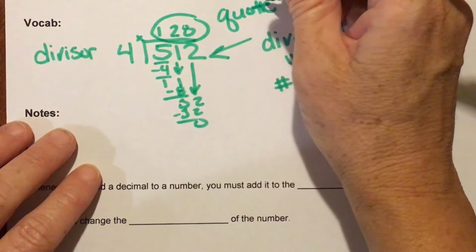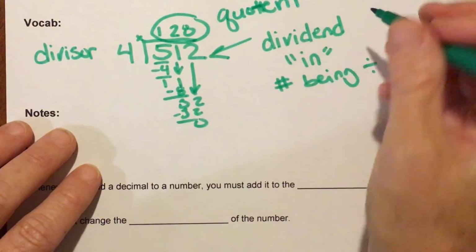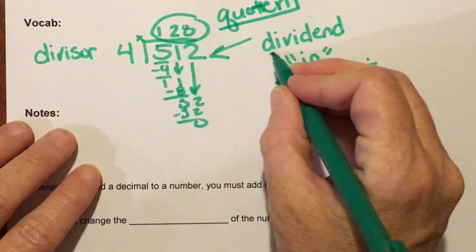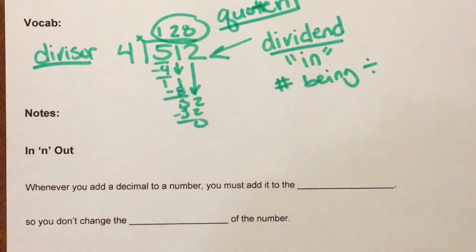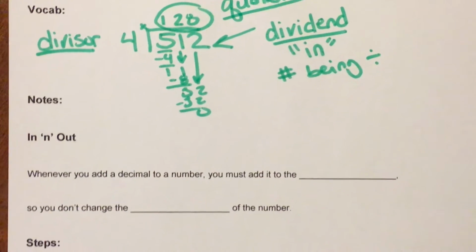Sorry, T-I-E-N-T. Sorry, mine are squished. So we need to know quotient, dividend, and divisor. Okay, that should just be a quick review. The next part is something new though.